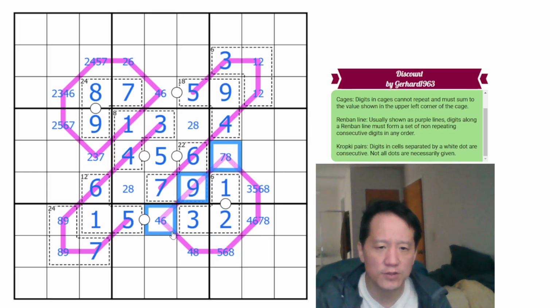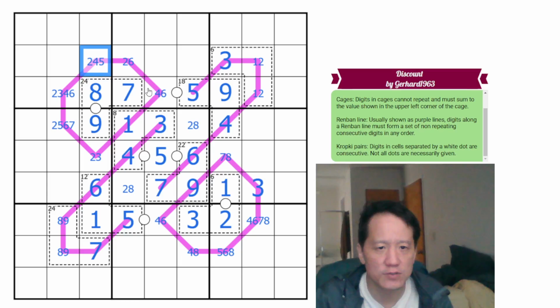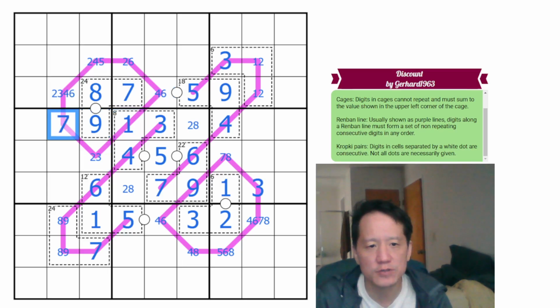Where is the 3 on this Renban line? The only possibility is here. So this is a 3. This can't be 7, and this can't be 7. So similarly, where is the 7 on this Renban? Can't be any of these spaces, so it must be here. So this is a 7.